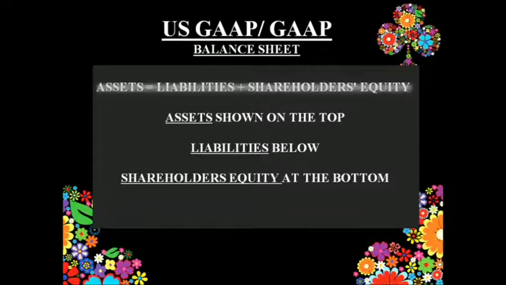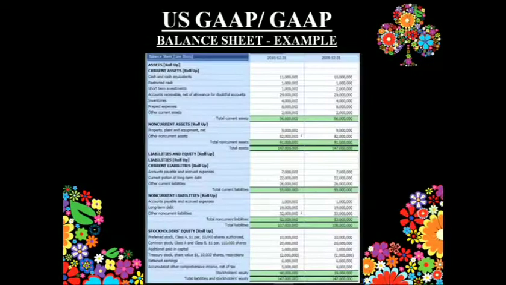Okay, so under GAAP, the balance sheet is presented in the following format. Assets will be shown on the top, liabilities beneath it, that is below, and shareholders' equity at the bottom. So you could see an example of a balance sheet prepared under GAAP principles, wherein the assets are shown up on the top. The assets order is like this: you have the current assets, then followed by the non-current assets.